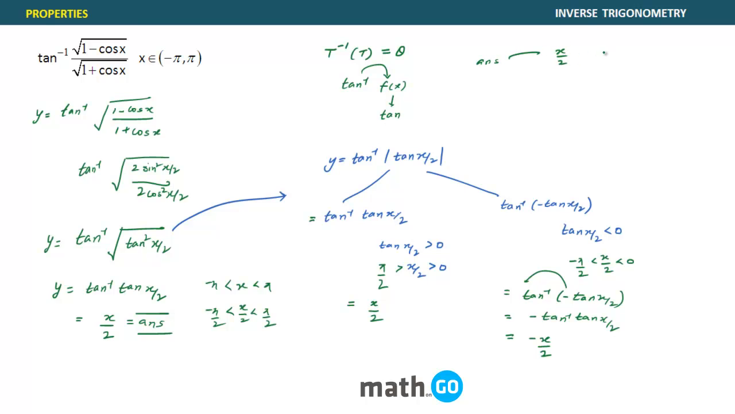So what you can say, when x lies between 0 to pi, the answer is x by 2, or you can say minus x by 2 when x by 2 is between minus pi by 2 to 0, but we want to find the value of x, so x lies between these ranges. These are the two answers that you have to mark in the exam. There is no one answer in this particular question.